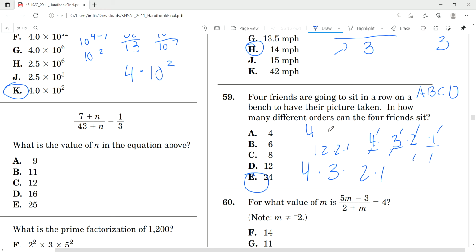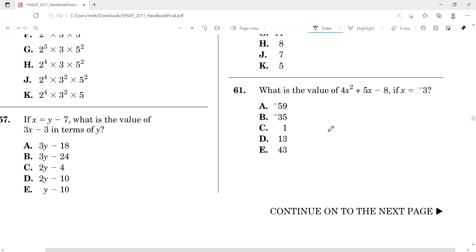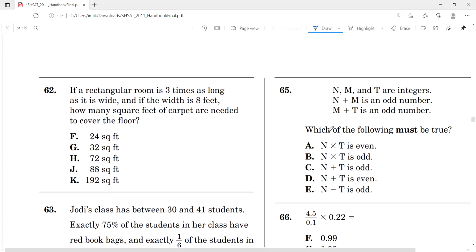Important skill, important subject to learn. Moving on to number 62, which is right here. If a rectangular room is 3 times as long as it is wide, and the width is 8 feet, how many square feet of carpet are needed?